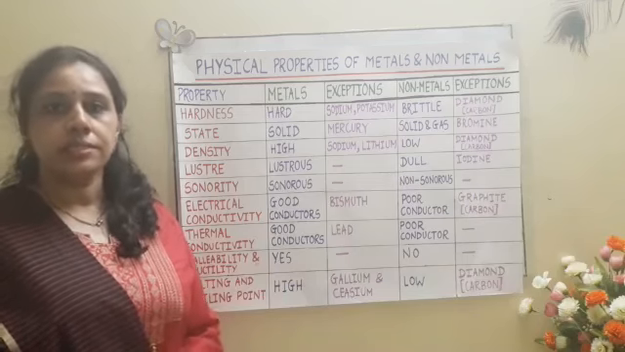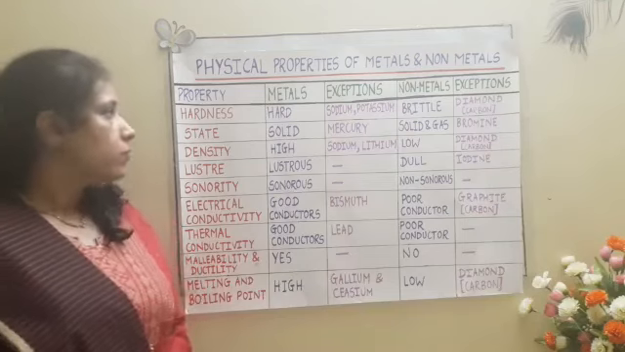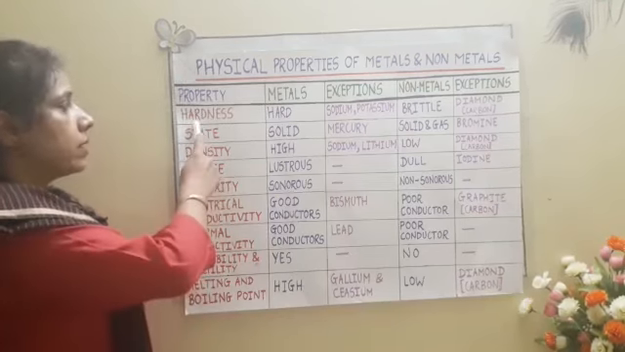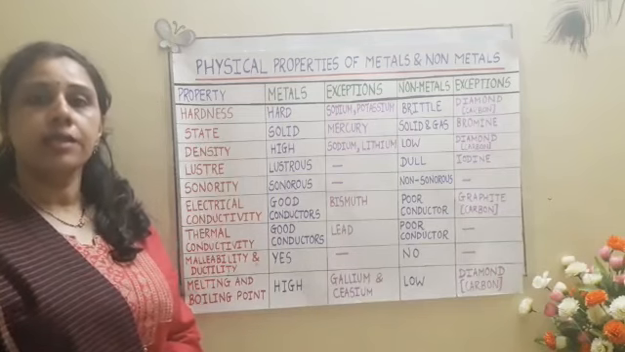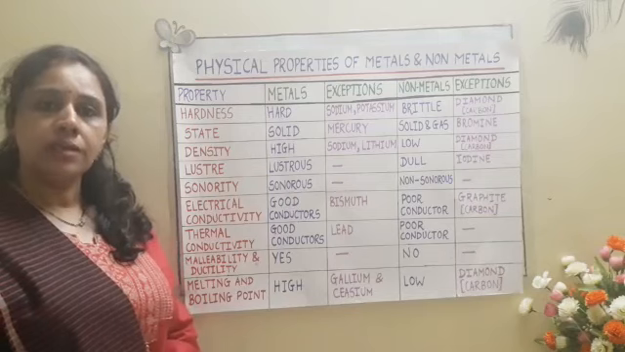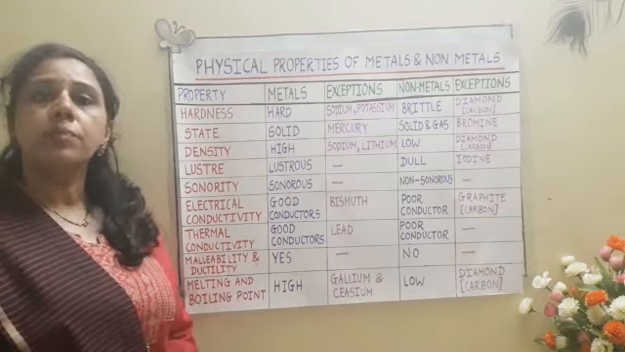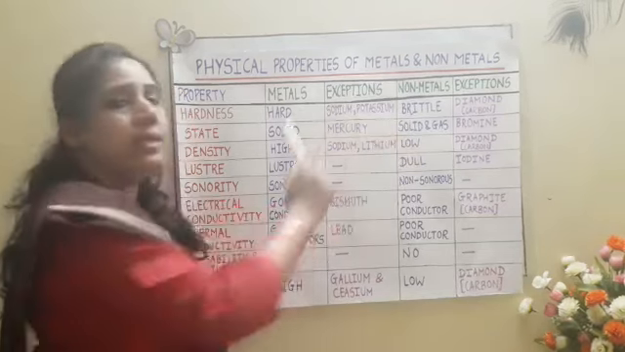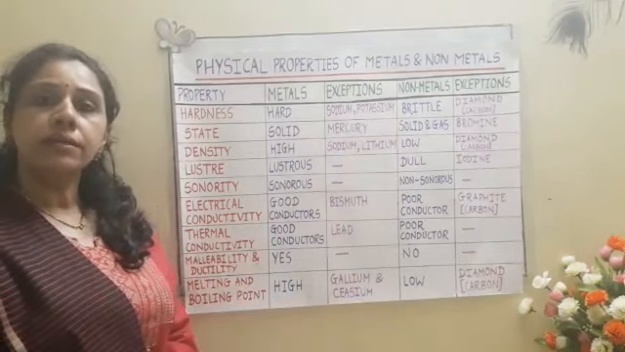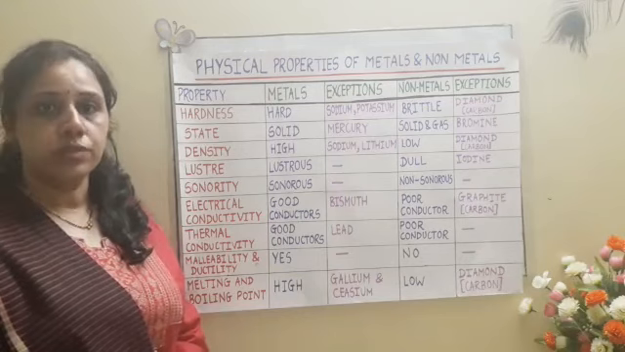So now let us compare the physical properties of metals with that of non-metals. The first one is hardness. Most of the metals that exist in nature are hard and strong. If they are struck with a hammer with a great force, they do not break easily. Whereas the non-metals are brittle in nature. They can be turned into powder even by application of small force.